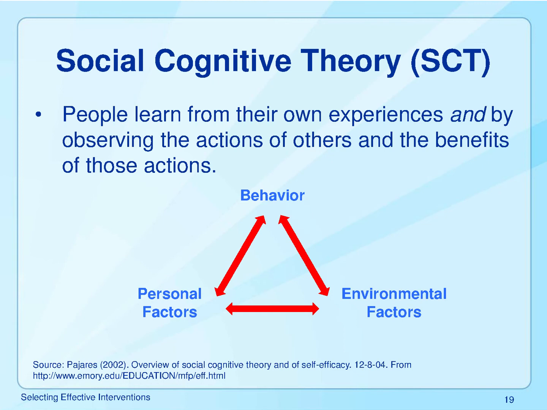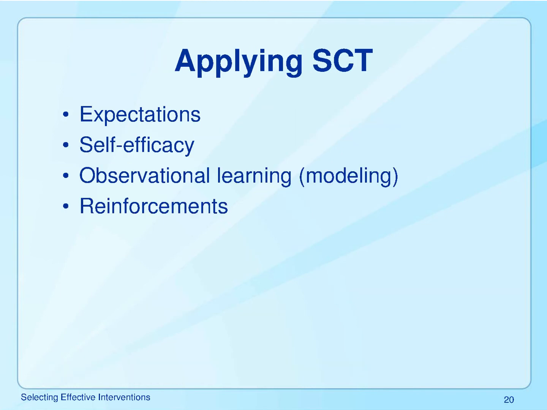In the following slides, we'll discuss some of the key concepts of the social cognitive theory. Now, when we apply social cognitive theory, there are 3 key concepts that arise, including expectations, self-efficacy, observational learning, and reinforcement. I apologize, that's actually 4 key concepts.